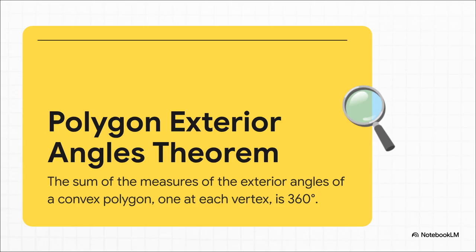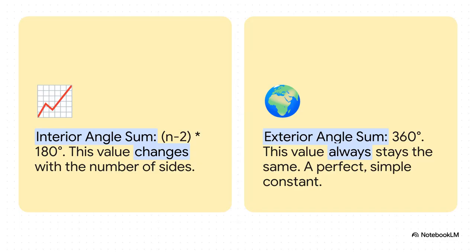Every single time. And that gives us our second huge rule, the polygon exterior angles theorem. It literally does not matter if your polygon has 3 sides or 300 sides. The sum of its exterior angles is always, always, always 360 degrees. So here's this really beautiful contrast, right? The sum of the angles on the inside, it's dynamic. It grows bigger every time you add a side. But the sum of the angles on the outside, it's a constant. It's one of those perfect, simple truths, just hiding in plain sight in geometry.